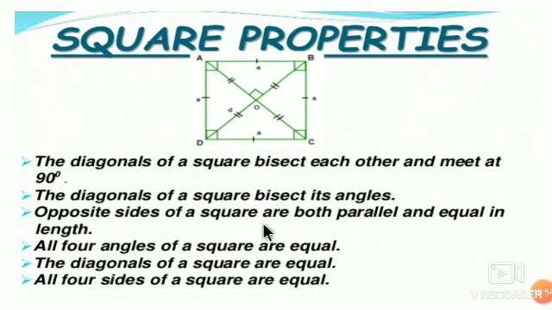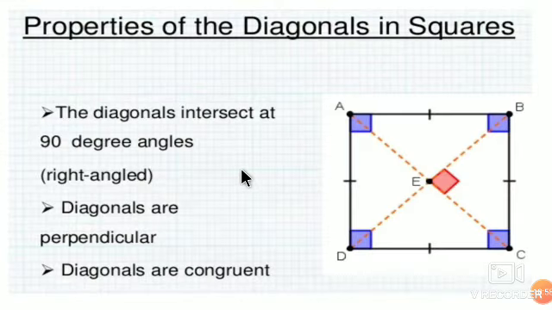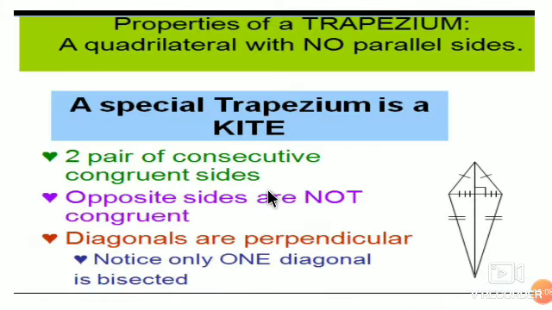Property of the diagonals of the square. Diagonals are perpendicular, means a right angle is formed there. A kite is a quadrilateral whose adjacent sides are equal. These two sides are equal in length. These two sides are equal in length. It is shown with the marks also.